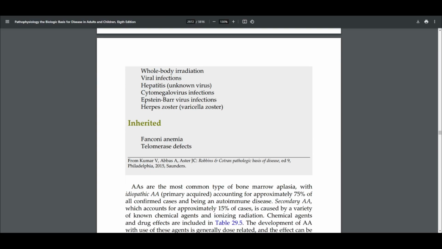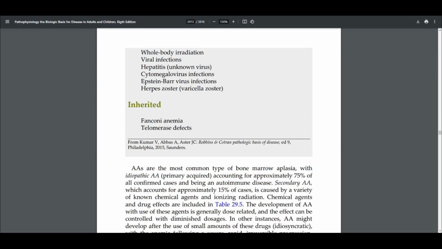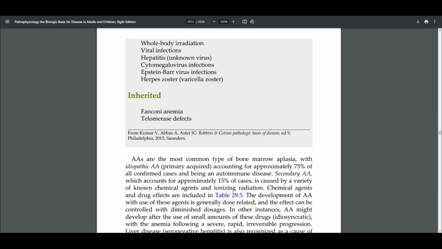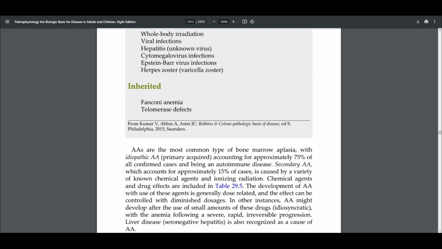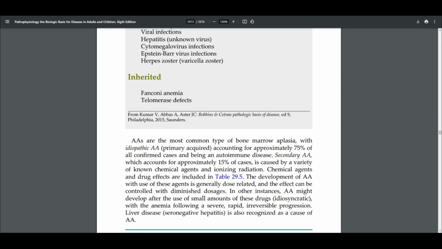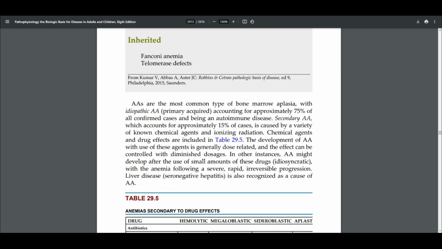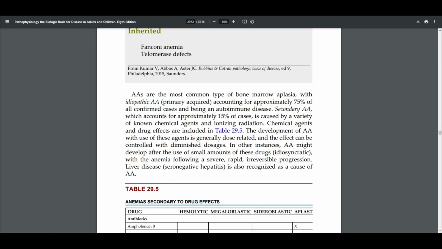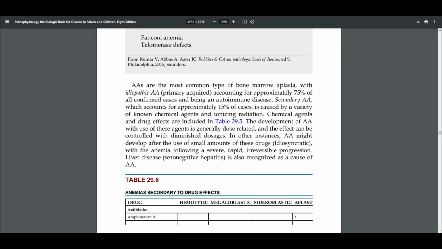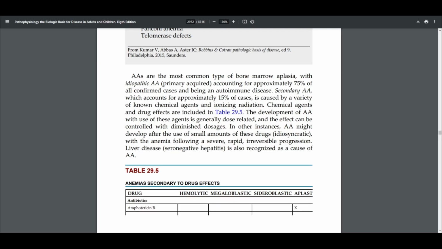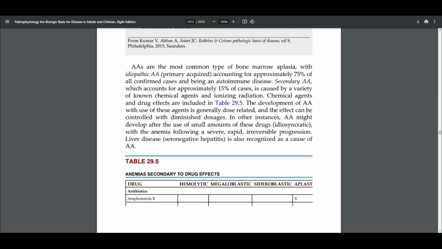Aplastic anemia are the most common types of bone marrow aplasia, with idiopathic AA accounting for approximately 75% of all confirmed cases, and being an autoimmune disease. Your secondary aplastic anemia, which accounts for about 15% of cases, is caused by a variety of known chemical agents and ionizing radiation. Chemical agents and drugs effects are included in the following table.